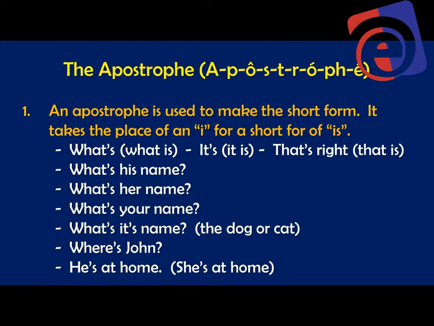What's means what is. You see W-H-A-T apostrophe S. The apostrophe takes the place of the I in is. What's, what is. It's, it is. That's, that is. You say this with me? What's, it's, that's.